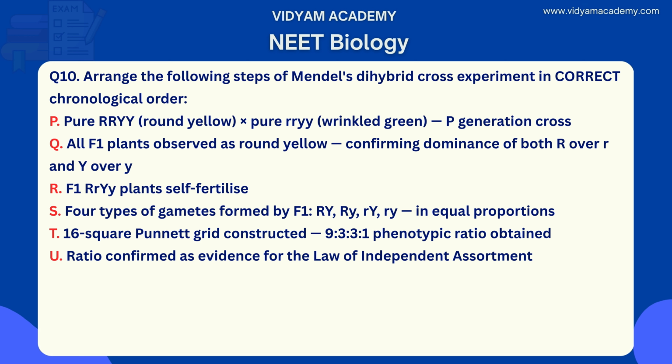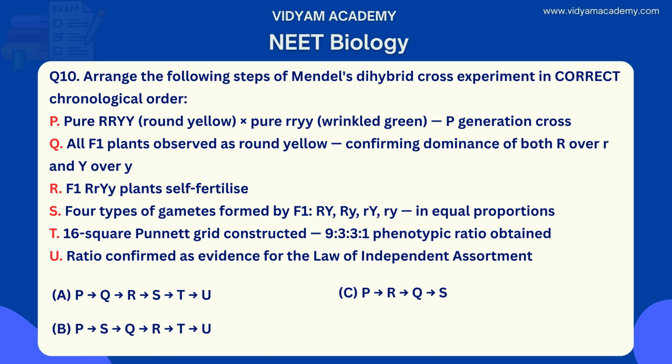T: 16-square Punnett grid constructed. The 9:3:3:1 phenotypic ratio is obtained. U: ratio confirmed as evidence for the law of independent assortment. The options are: option A, PQRSTU; option B, PSQRSTU; option C, PRQSTU; option D, SPQRTU. What is the right answer?